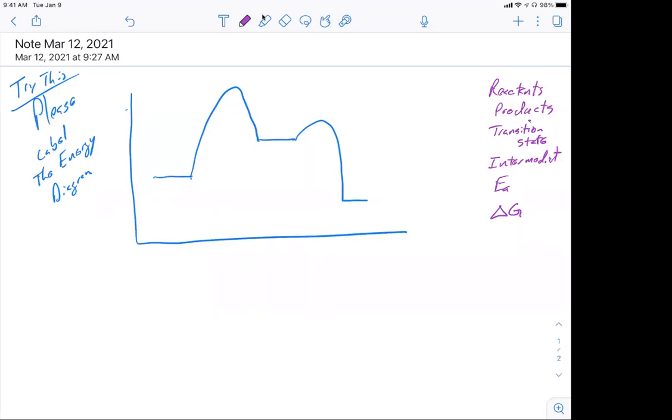Okay, let's take a look. All right, so reactants, that's where we're starting over here. The products is where we end up. At the top up here, these are our transition states. And in this case, we have two. That's a transition from one species to another. This in here is the intermediate.